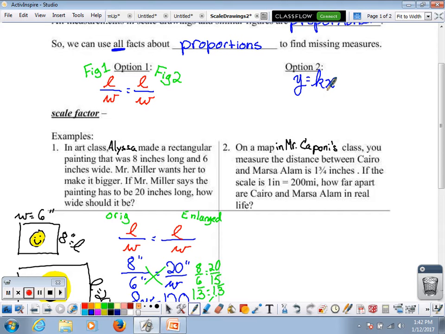Now what's important about story problems and these types of equations? We have to define these variables. A formula is no good if you don't know what the variables represent. So we have to say what x, y, and k all represent. If we're talking about a scale drawing, x is going to be the original or the actual distance. y is going to be the scale distance.